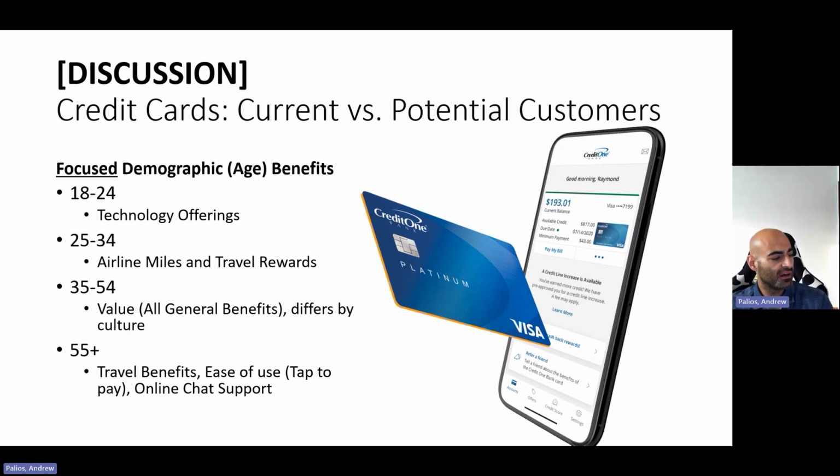55 plus, they're going to be wanting ease of use, benefits, travel benefits, very similar to 35 to 54 year olds, but they'll also prefer online and chat support, because these individuals probably don't have very much comfort using chat bots or talking with support staff through the internet. Okay, these are the 55 plus people.